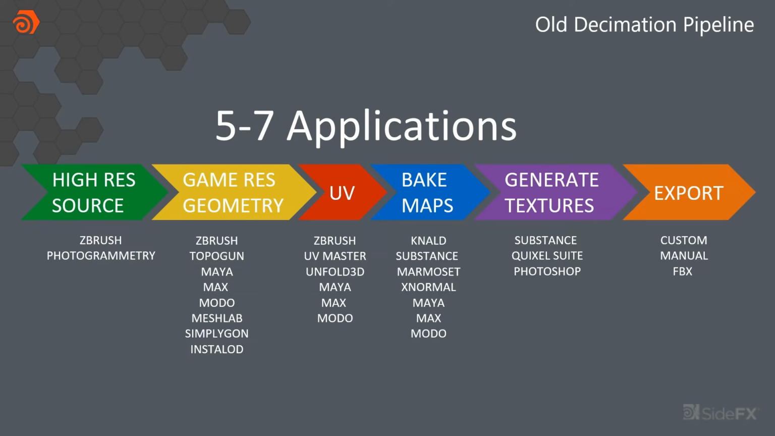Once that's done, we now have our low resolution mesh and we have UVs on those. So what we need to do is bake our high resolution mesh onto our low resolution mesh, and most of the time this is done in a different application such as, for example, Knald or Substance or Marmoset or xNormal. Once that's done, we bring it into our texturing application, which can be Substance or Quixel or Photoshop or any other application, and once that's done, we can export it and bring it into a game engine. So what we can see here is that we're going to jump between at least 5 to 7 different applications, meaning that there's lots of time spent on switching between applications. If we then want to reiterate on something, we need to go all the way back and do all the steps that come afterwards again, meaning that we spend lots of time doing that, which is a waste of time.